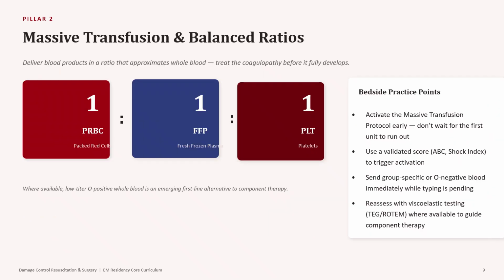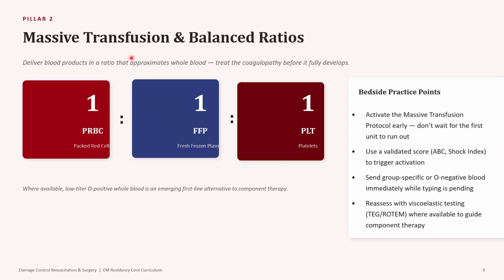Then comes the massive transfusion or balanced ratios. Activate the massive transfusion protocol early. Don't wait for the first unit to run out. Use a validated score like ABC or shock index to trigger the activation. Send group specific or O negative blood immediately while typing is pending. Use viscoelastic testing like TEG or ROTEM where available to guide the component therapy.